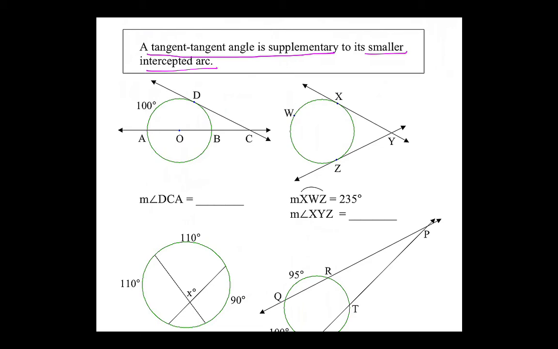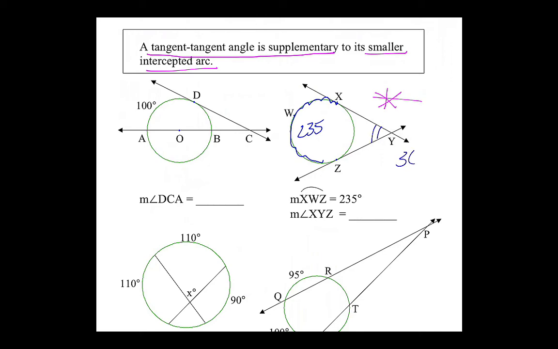So I'm going to jump to this second example over here, because that's exactly what I have. I have a tangent and a tangent creating this angle XYZ. So that means if arc XWZ is 235, what is the measure of angle XYZ?